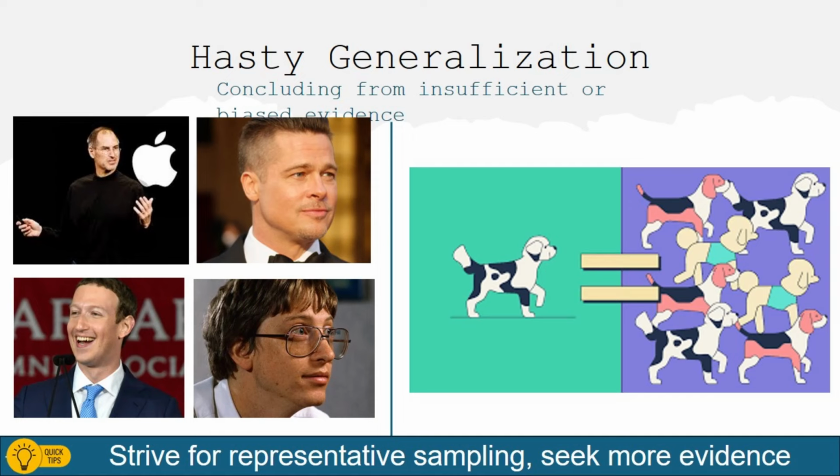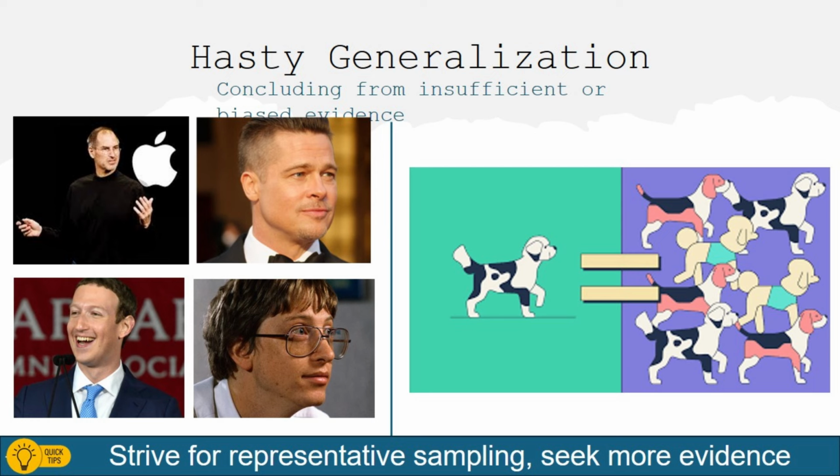Next slide. So what is common among these 4 persons, apart from the fact that they are successful? They are all college dropouts. So does this mean you need to be a backbencher or a college dropout to be successful? That would be like drawing a conclusion from insufficient evidence or biased evidence. This is an example of hasty generalization.